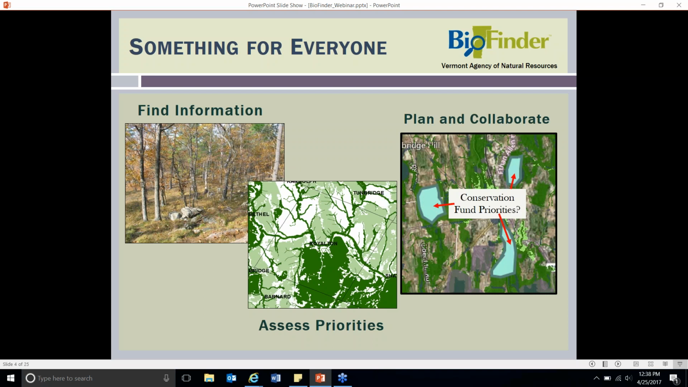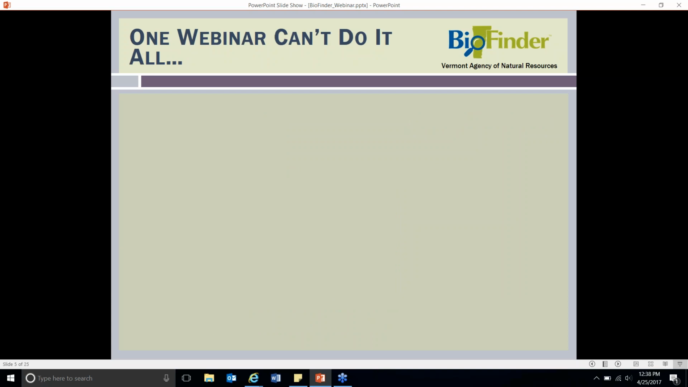And because it has many tools associated with it, some users will also use it to create maps. You can use some tools to plan and collaborate and share projects with other people and create your own shapefiles, which are mapping files that I'll get to later. So today we'll get into a little bit of each of these.